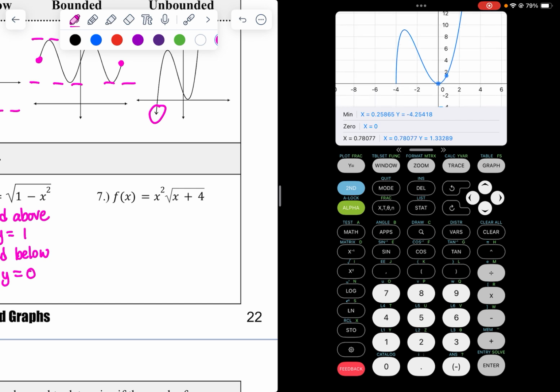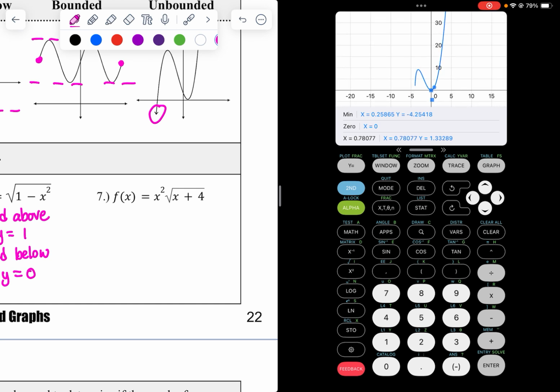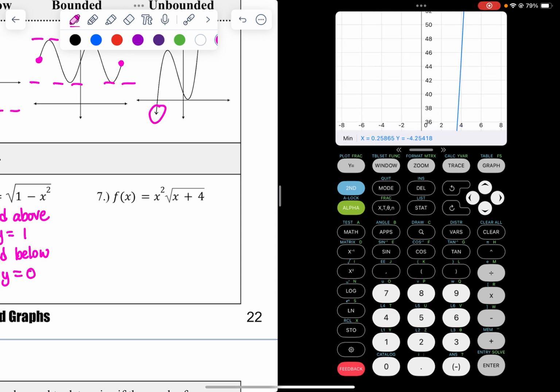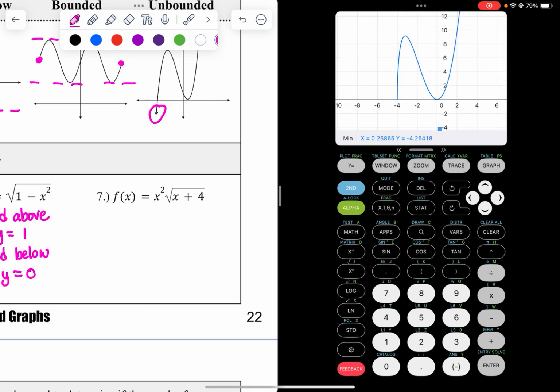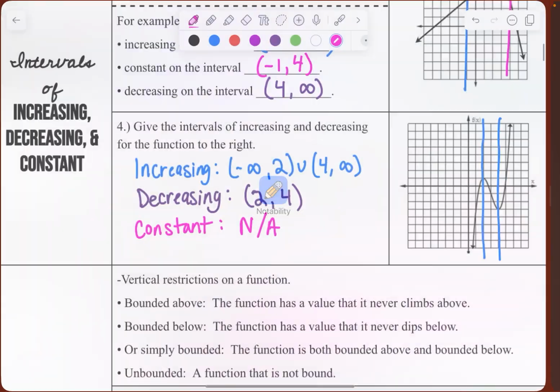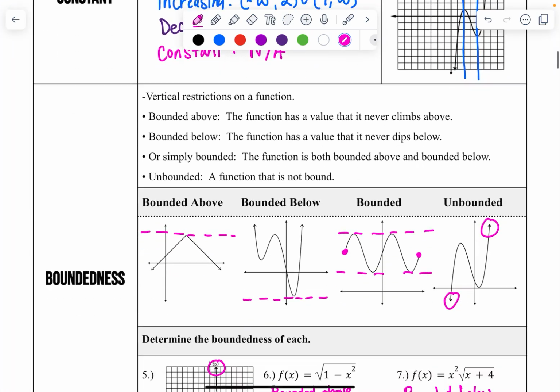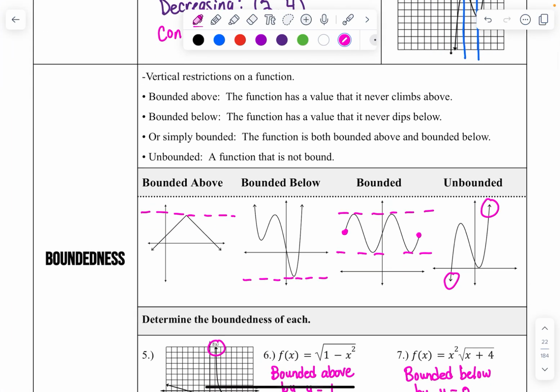Move my picture a little bit here. All right, so what we can see is it's continuing upward forever here, but we are bounded below. It's never going below 0. So this one is not bounded above, but it is bounded below by y equals 0. So bounded, we're just referring to could we draw a line that it would never cross, either below the function or above the function.